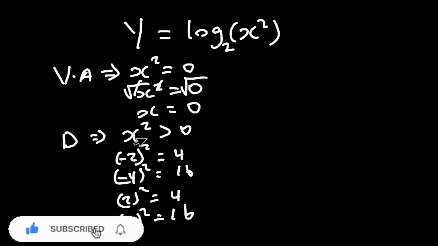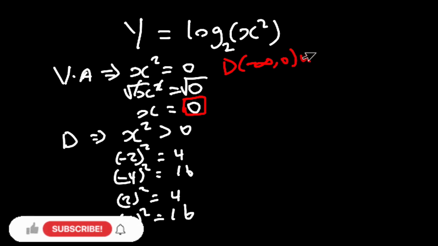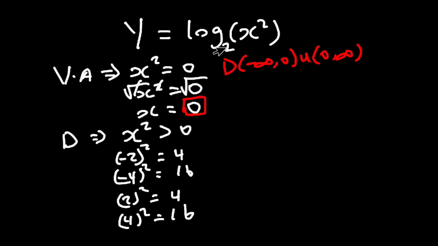So what does this tell you? It tells you that the domain of this logarithm function is going to be all real numbers excluding 0, because 0 is not part of the domain. Any number that is the vertical asymptote is not going to be part of the domain. So the domain of this function is going to be all real numbers excluding 0. So it's going to be negative infinity to 0, union 0 to infinity. This is all real numbers excluding 0. So that is the domain of this function.